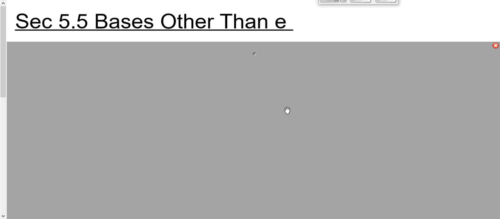Okay, this is almost our last section. We have one more section after this in this chapter, but this is a new section. Section 5.5, we're going to talk about some logarithms and exponentials with a base other than e. So far, we've done natural logarithms, ln, and we've done kind of the natural exponentials, e to the x.